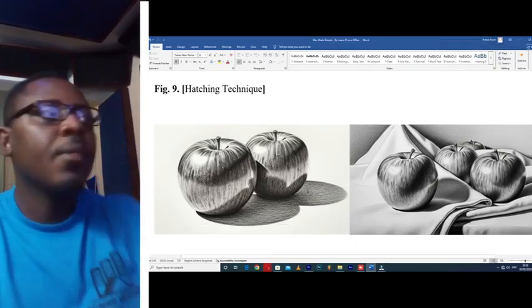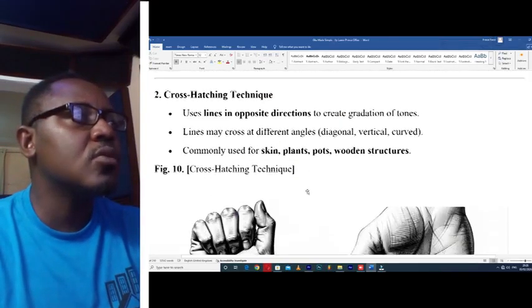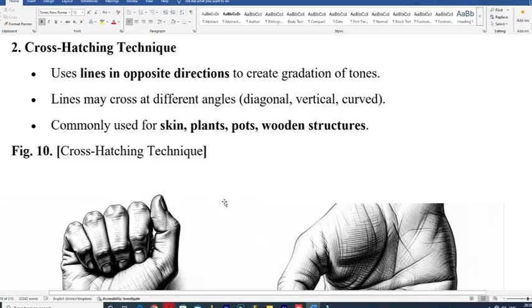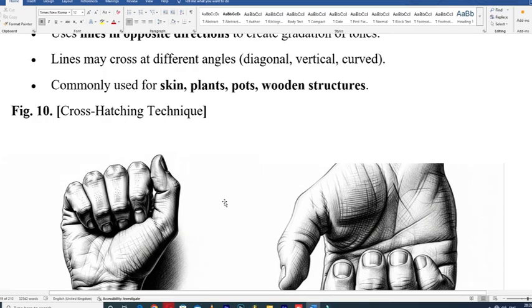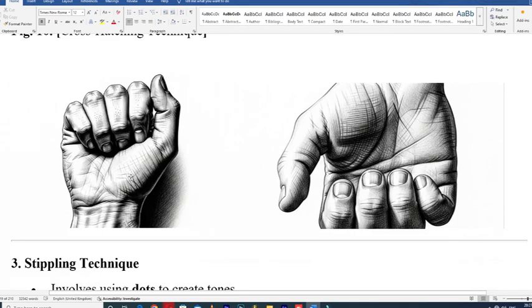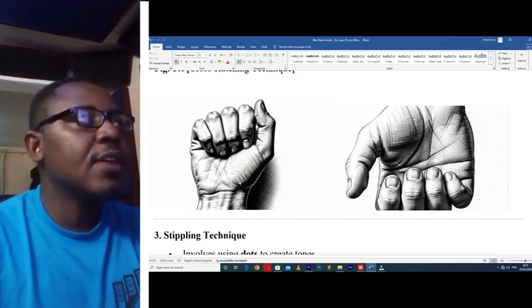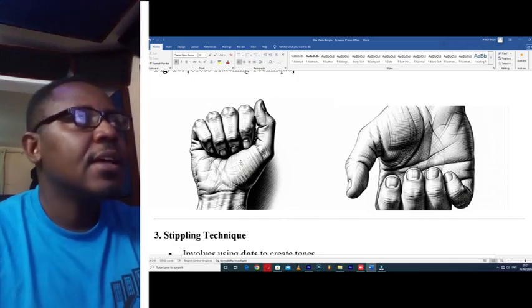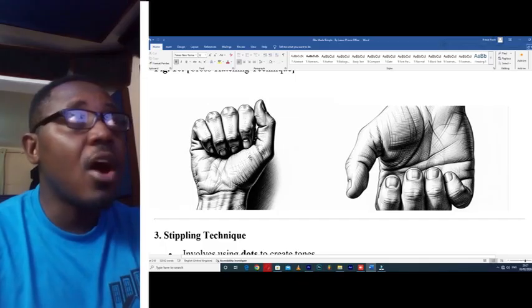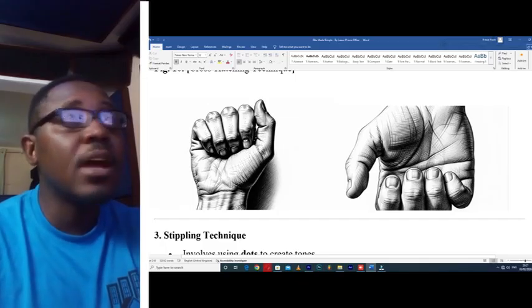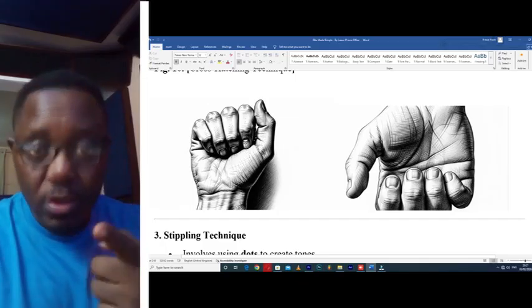I told you I'm not going to waste time on the theory class because this is practical, and for you to understand, you have to watch the practical class. All right, so this is an example of cross arching. Can you see the lines? This is also pencil work. All that you are seeing here is done with the pencil, and you can do that.